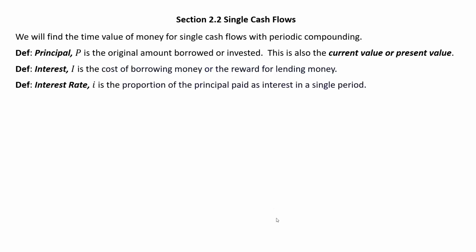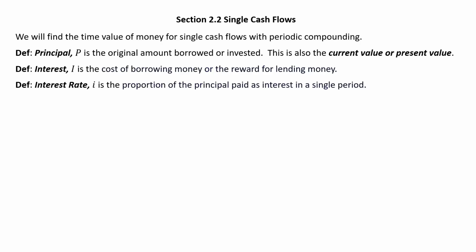An interest rate, the lowercase i in this case, is the proportion of the principal paid as interest in a single period. What is the proportion of the principal paid as interest in a single period? Okay, let's go back to that example. If I borrowed $1,000 and after 1 year, a single period is 1 year here, I paid $1,200. That means $200 is the interest.